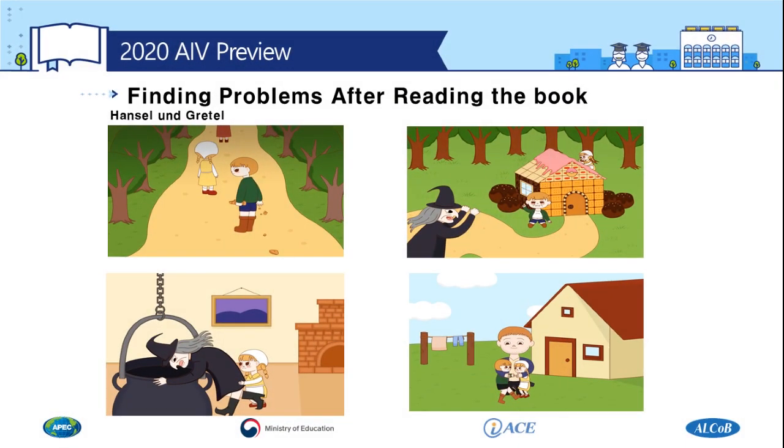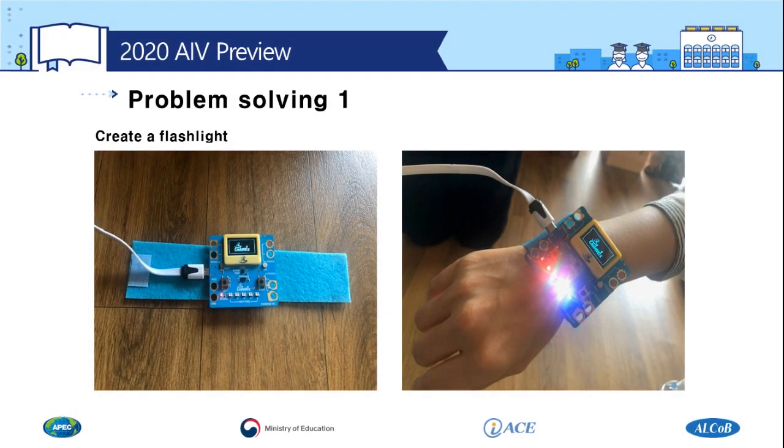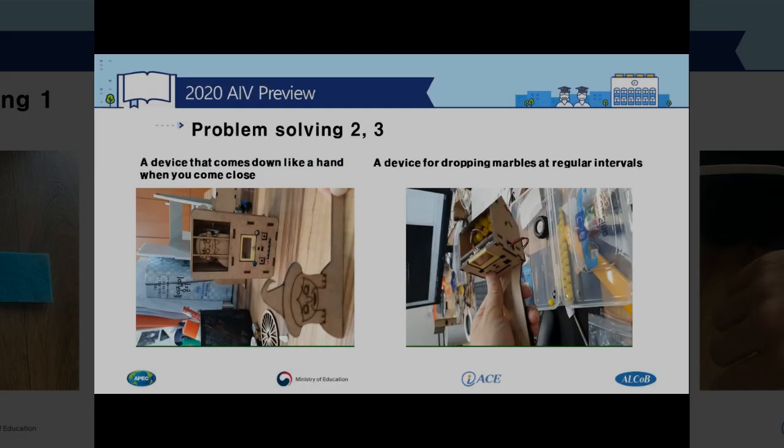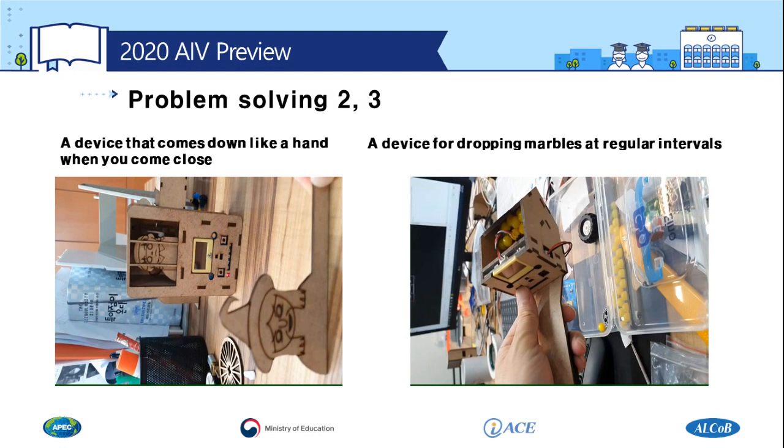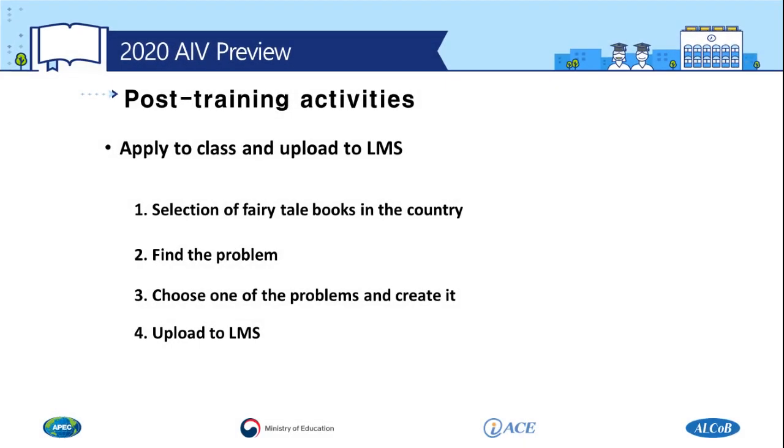The book we are going to look at together is Hansel and Gretel. This is the flashlight we will make. It is a device that automatically lowers the hand when a witch approaches, and a device that drops marbles at regular intervals. After training, teachers select a book, find and solve problems, and upload photos or videos to the LMS.